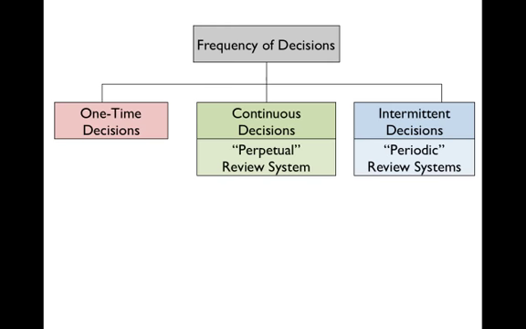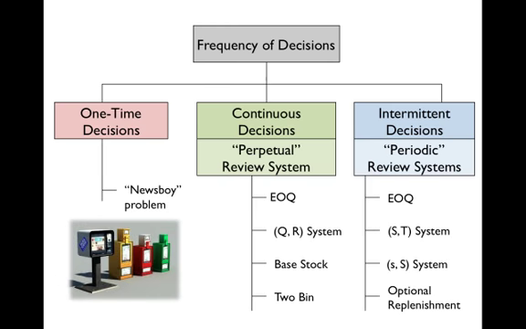There's a range from something we just do one time, all the way through to looking at the inventory levels constantly, continuously, and then something in between those. The one-time decisions, that class of problems, we call a newsboy problem. If your job was to figure out how many papers to stock in the machine just for today, how many papers would you put in there?